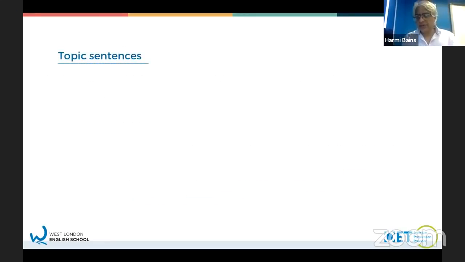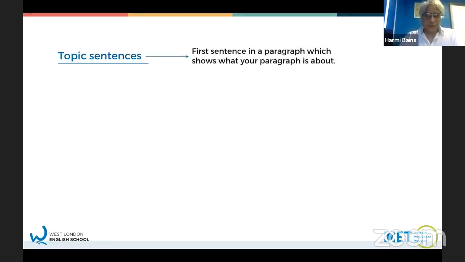Something else you can do is use topic sentences. I know lots of you who've done IELTS as well will be familiar with this. Topic sentences. This is the first sentence in the paragraph, and it shows the reader what the paragraph is about. It basically introduces the topic. You then add more information. You'll write another 2 or 3, maybe 4 sentences about the same topic.